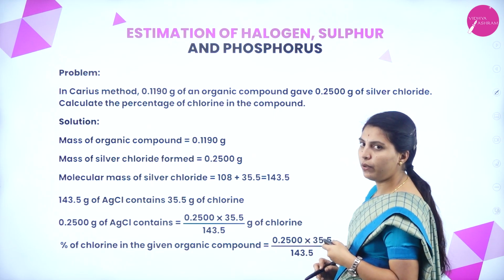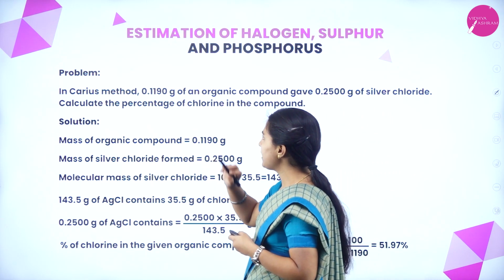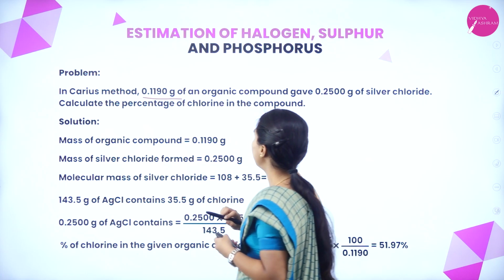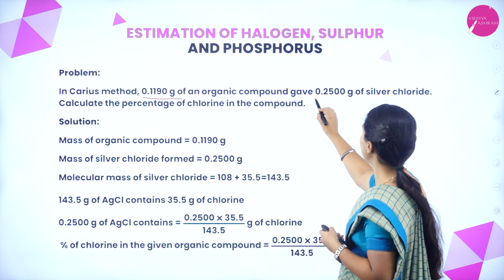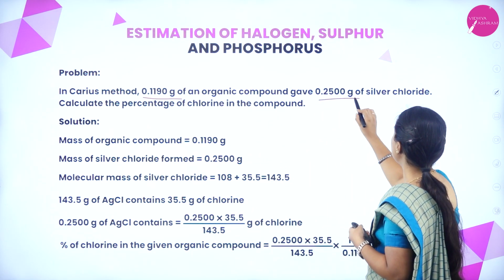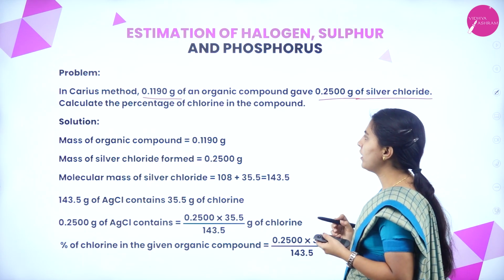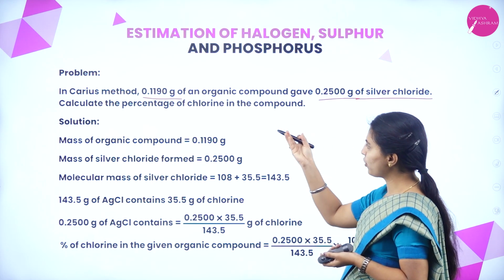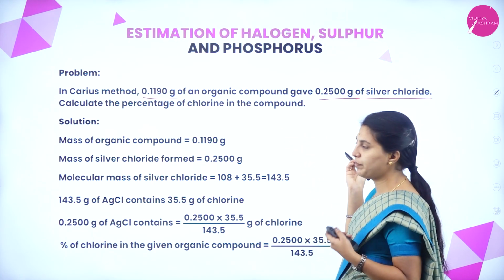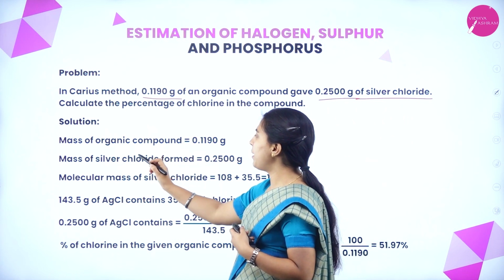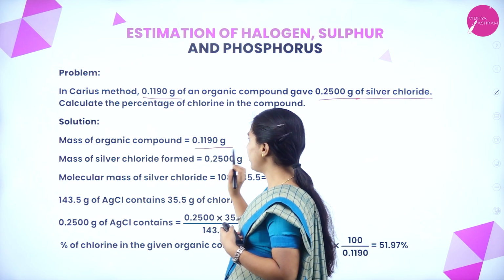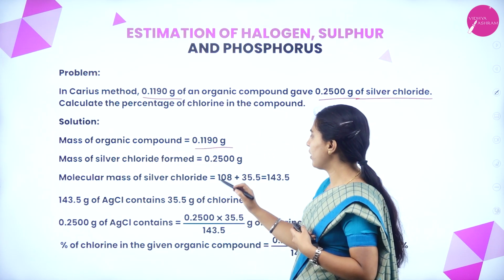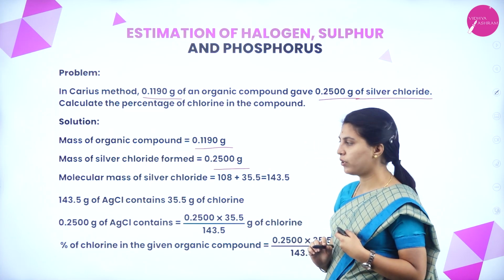We'll see the problem now. In Carius method, 0.1190 gram of an organic compound gave 0.2500 gram of silver chloride. Calculate the percentage of chlorine in the compound. They have taken the organic compound in that much weight, and how much of the corresponding halide has been given. The mass of organic compound is 0.1190. Mass of silver chloride is 0.2500.